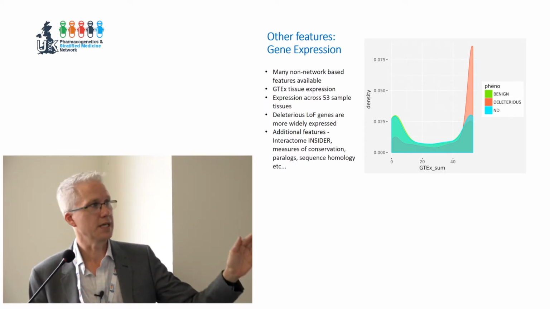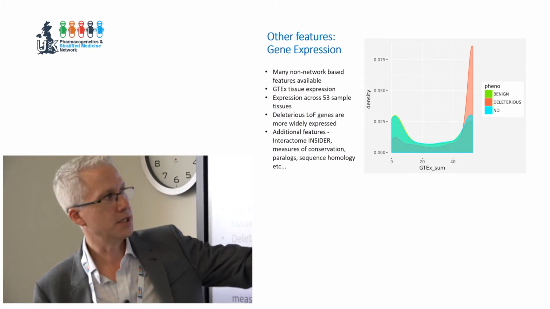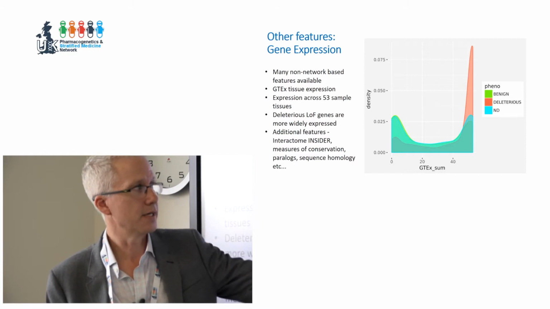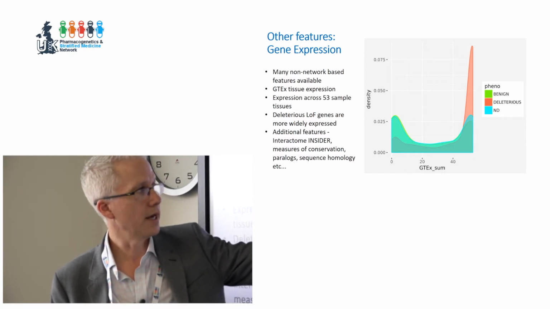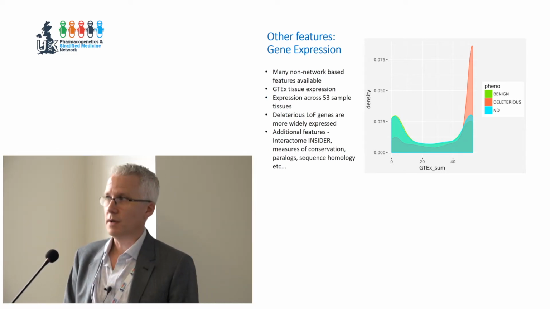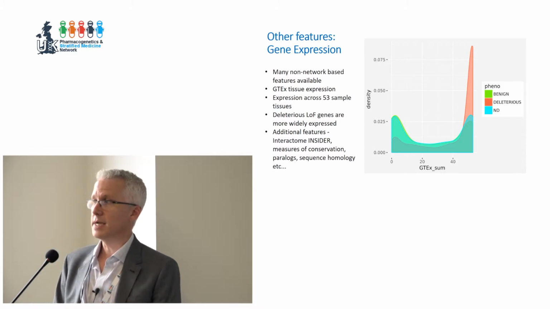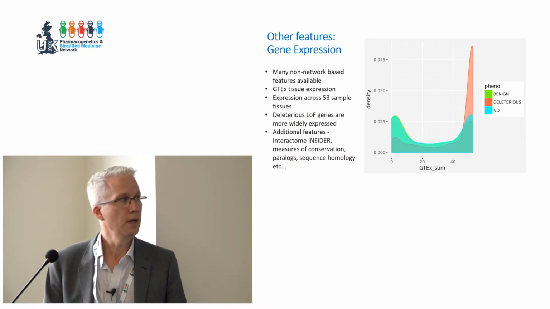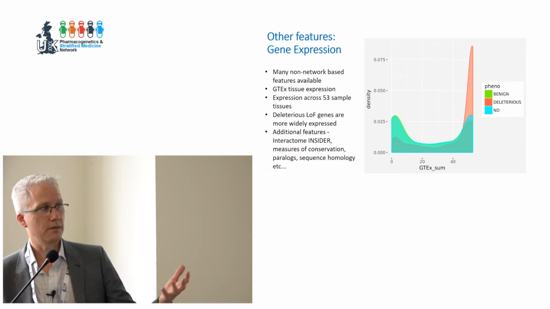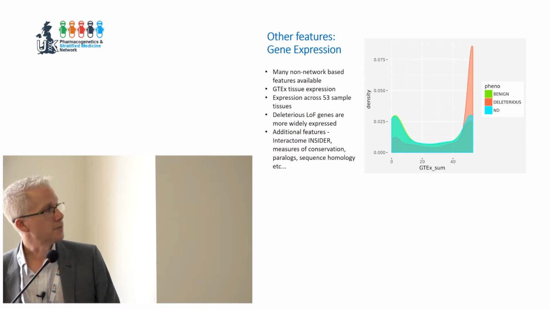So for example, gene expression, again, as you might expect, the deleterious genes tend to be much higher expressed. So that's basically over the right side here, you can see that a gene that has a deleterious phenotype when it's knocked out tends to be much more highly expressed in a large number of tissues. And the benign tend to be lower expressed in a lower number of tissues, again, as we might expect.